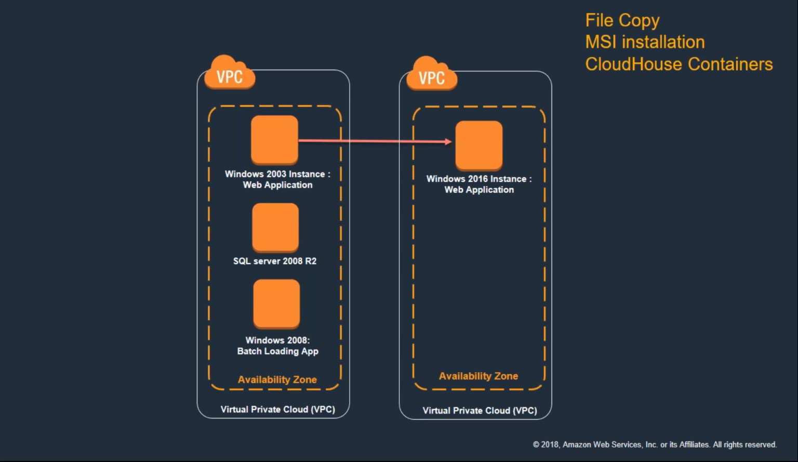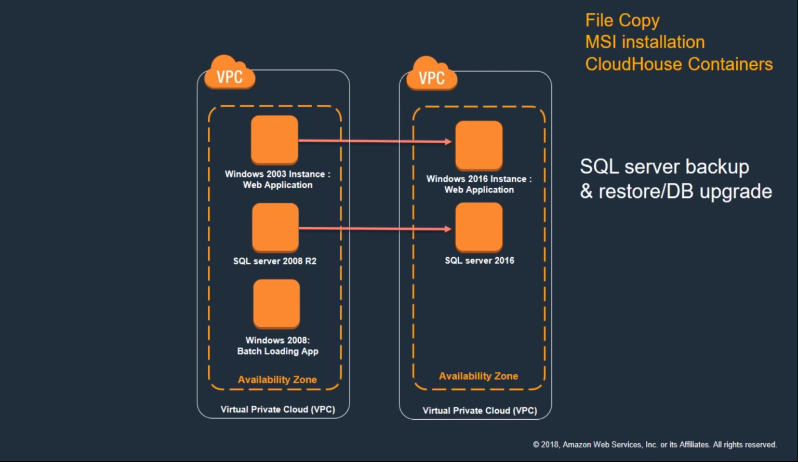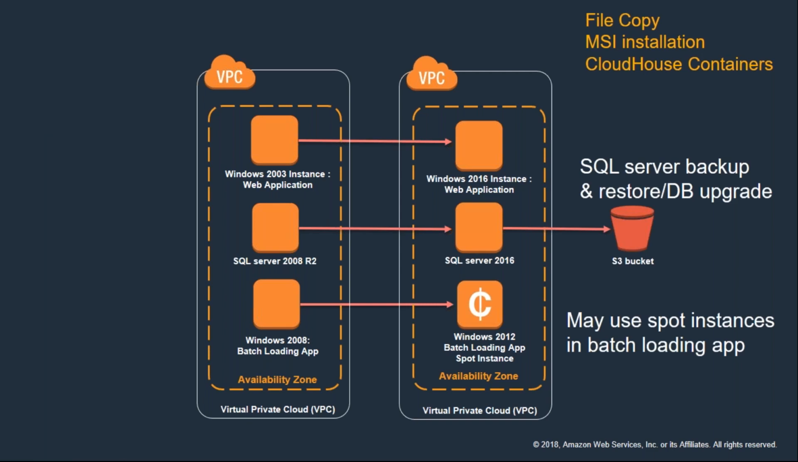For the SQL Server, you may decide to do a database backup and restore, or you can do replication. And to go a bit more into cloud native kind of design, initially you may decide to have something like your backups on S3. For your batch application, instead of running your batch application 24/7, you may decide to use spot instances, where you bid for unused capacity on AWS and you get a deep discount to run your EC2 instances.